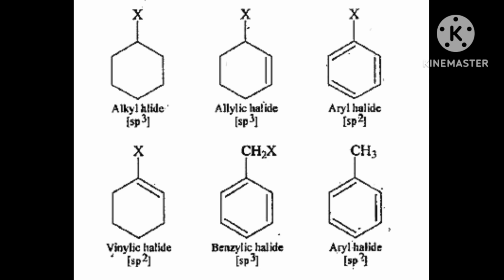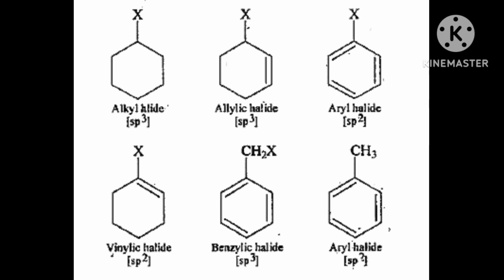Now another compound containing sp2 C-X is the aryl halide. Aryl means related to benzene. Then what is the aryl halide? Now you can understand very easily, you know that in benzene all carbons are sp2 hybridized. Each carbon is sp2 hybridized. Then in any carbon, halogen can attach.